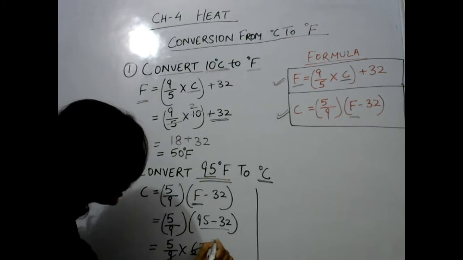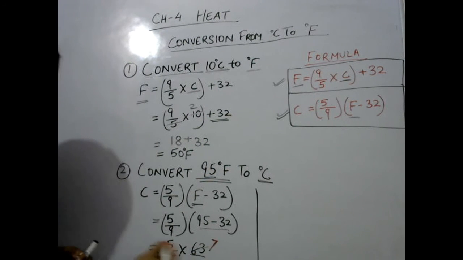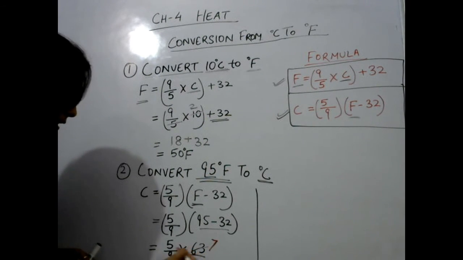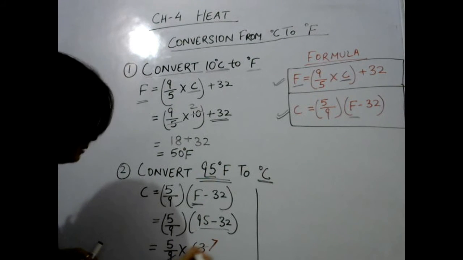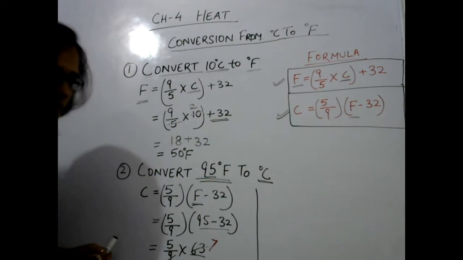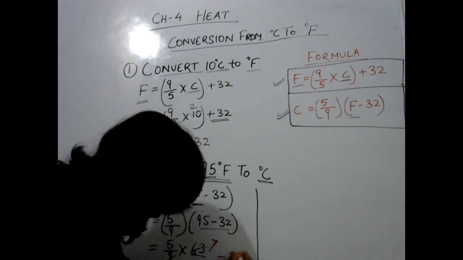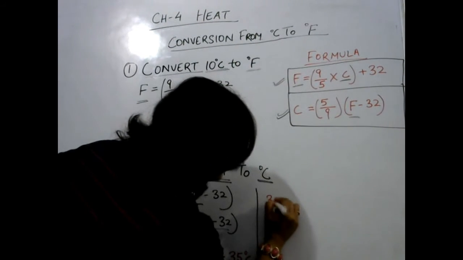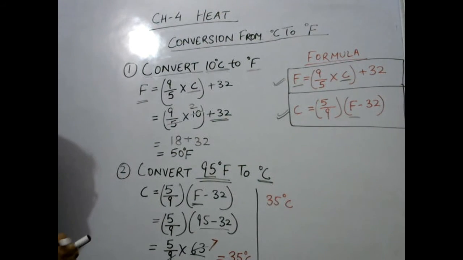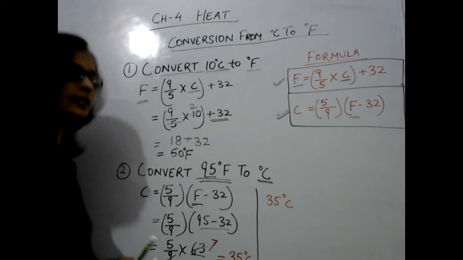Now what is the next step? The next step is we have to multiply 7 and 5. What is the value of 7 and 5? 7 5s are 35. How much is it? 35 degree centigrade. So what have we obtained here? 95 degree Fahrenheit is equal to 35 degree centigrade in reading.